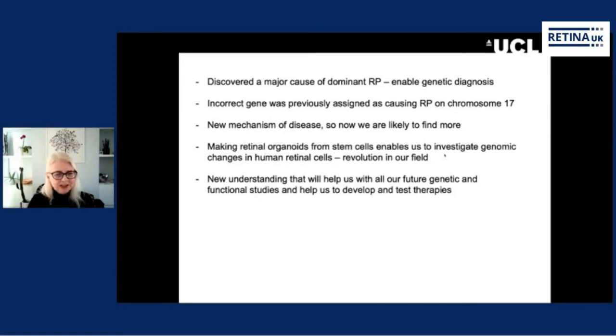So now we can appreciate that we might not just be looking for genes. What we're looking for is all kinds of changes in the DNA, including all that DNA that doesn't code for a gene, and what the impact of that is on the retina. So now we know that we've got this new mechanism, we can go in and find more similar types of mechanism, and we're highly likely to find more of these.